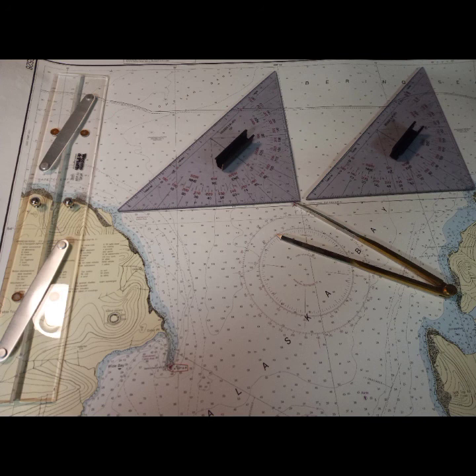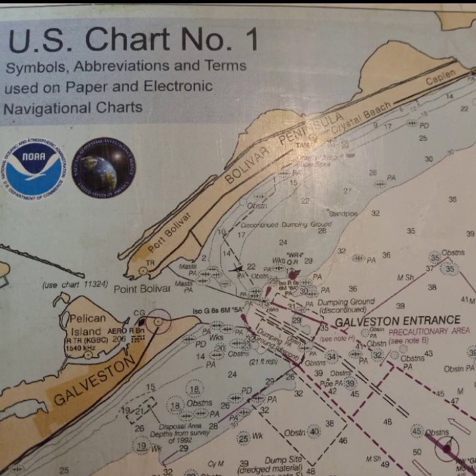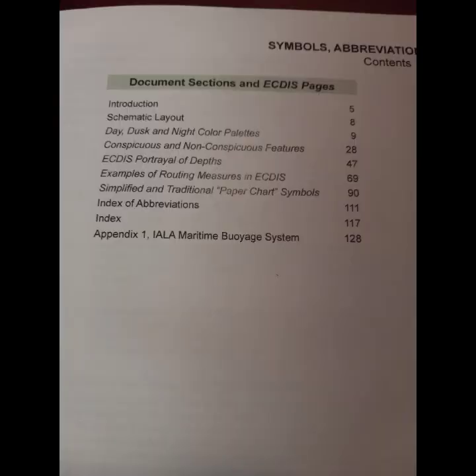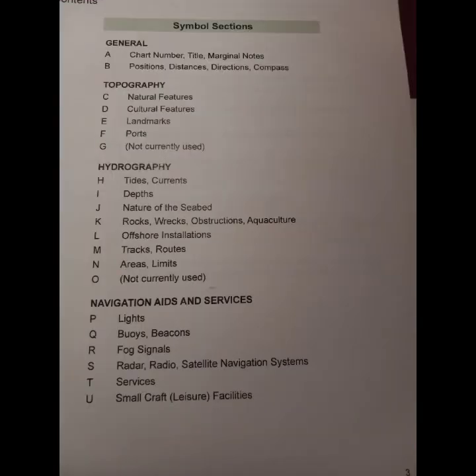Okay, this video is getting kind of long, so I'm going to wrap it up. In the next video on charts, we'll do determining distance and showing where you are, how to find where you are on a chart. But I wanted to show you this last thing about reading a chart. US Chart Number 1 has all the symbols, abbreviations, and terms that we use on paper and electronic charts in the United States. It's a really handy guide. Every little symbol and everything that you could think of, if you don't know what it means, it will be in this book.